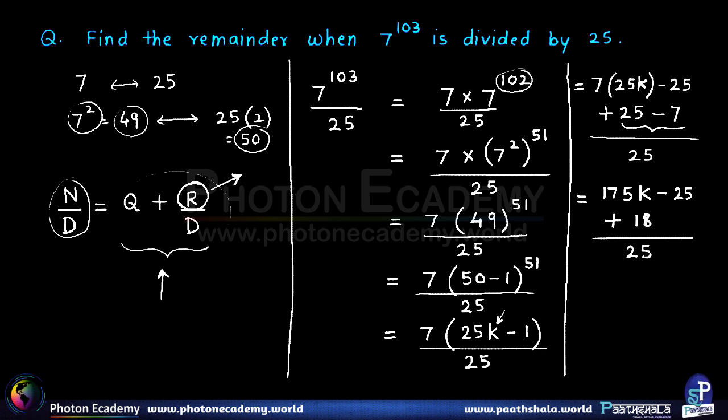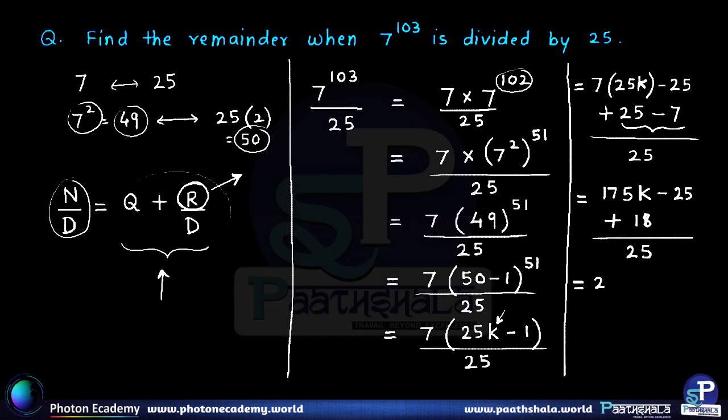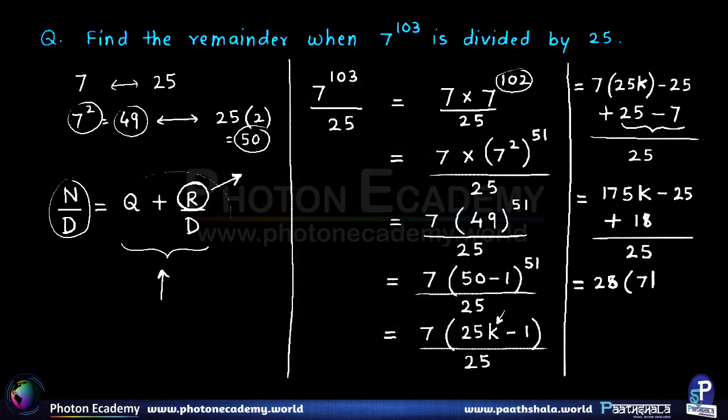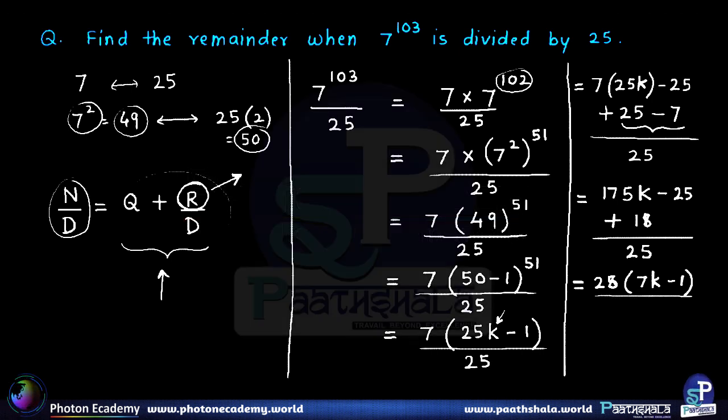Now that further is equal to, if we take 25 common from the first two terms, then we will have 25 into bracket 7k minus 1. That is the first term. Here we get some multiple of 25, and since k is an integer, 7k minus 1 will also be an integer, whole upon 25.